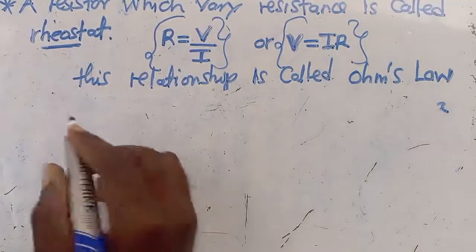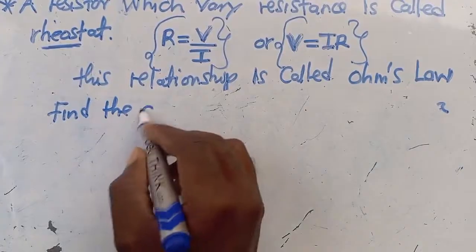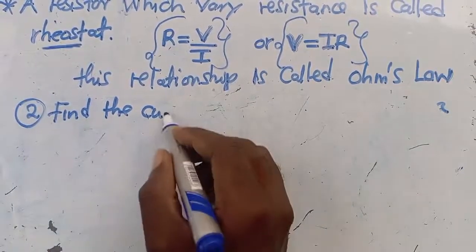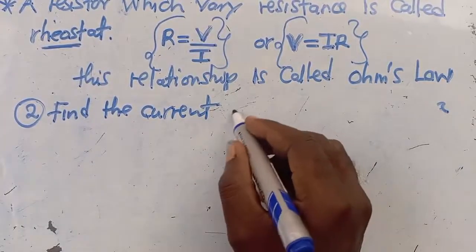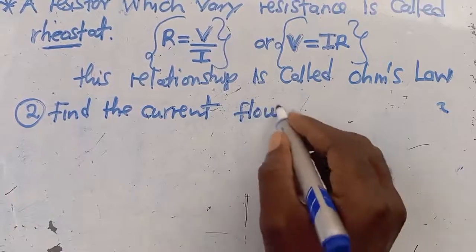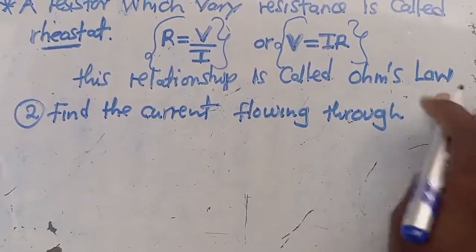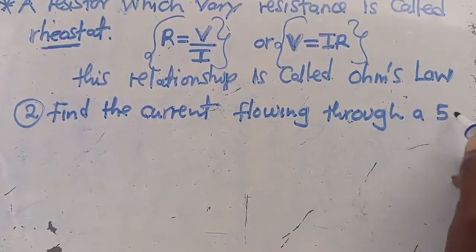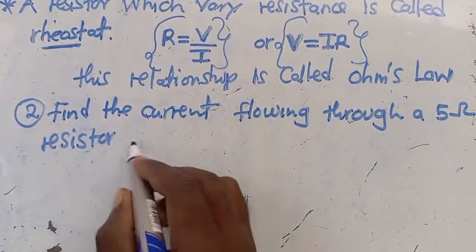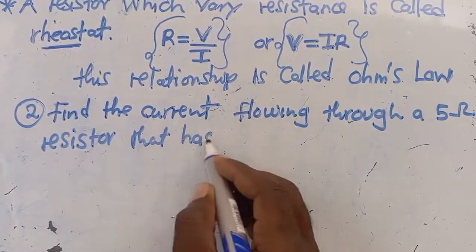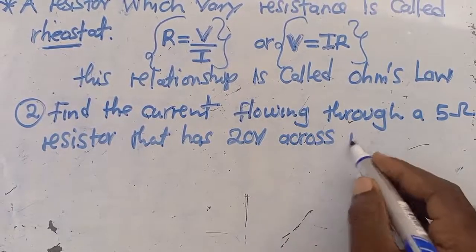What if you are given a question, question 2, that says find the current flowing through a 5 ohm resistor that has 20 volts across it?